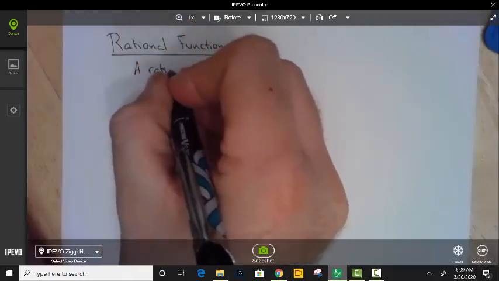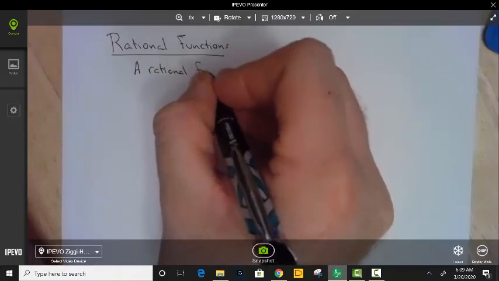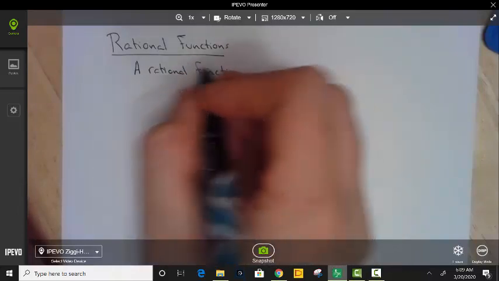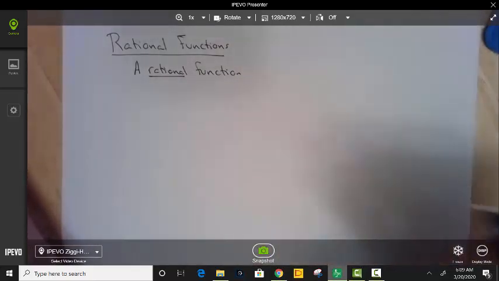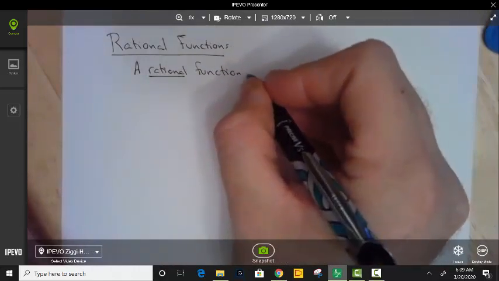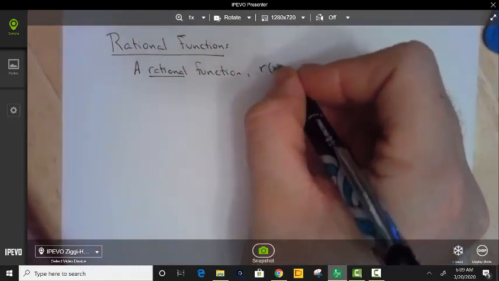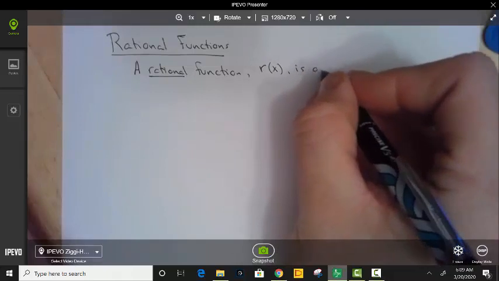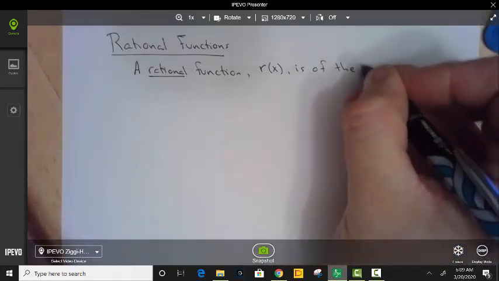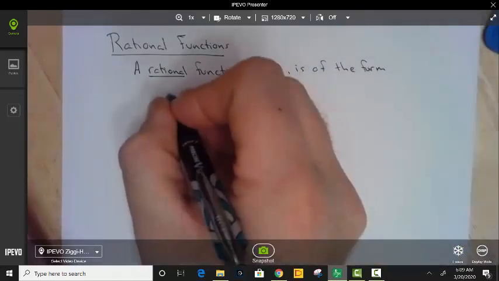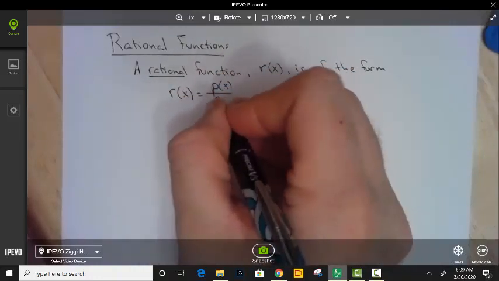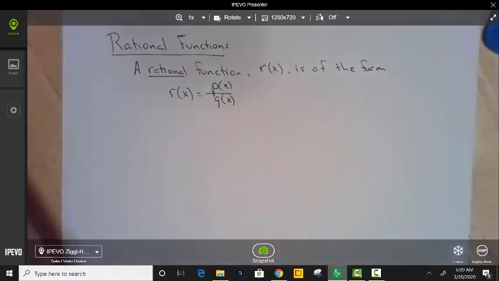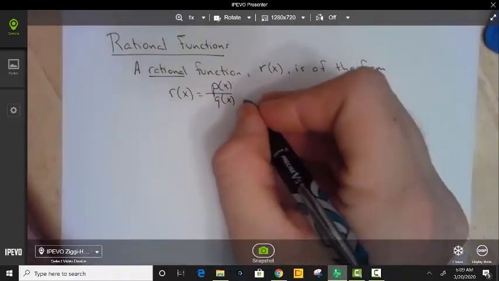So, a rational function. And guys, with this we're going back to rational. Rational, in the context of the number systems, just means any number that can be written as a fraction, where the numerator and the denominator are both made up of integers. A rational function, r of x, is of the form r of x equals p of x over q of x. So we're going to see that's very similar to a rational number.